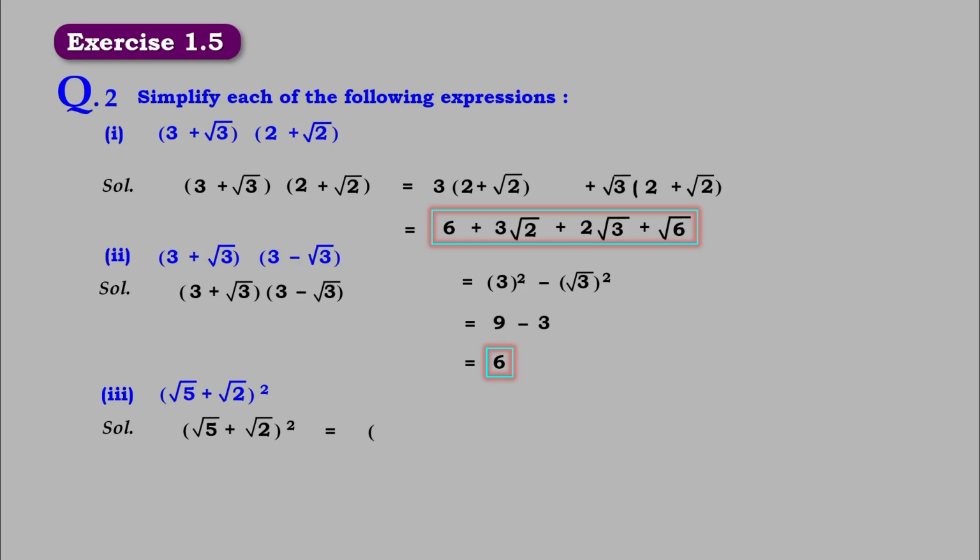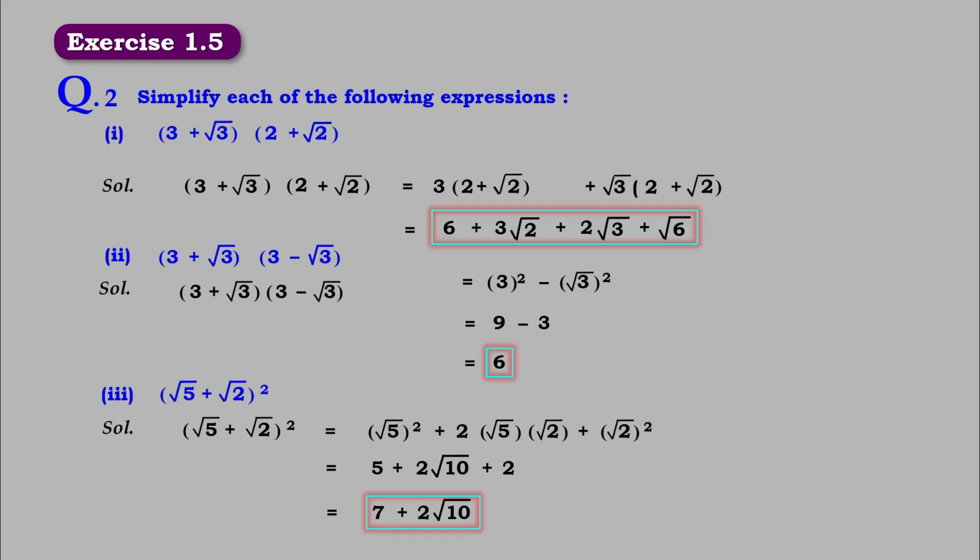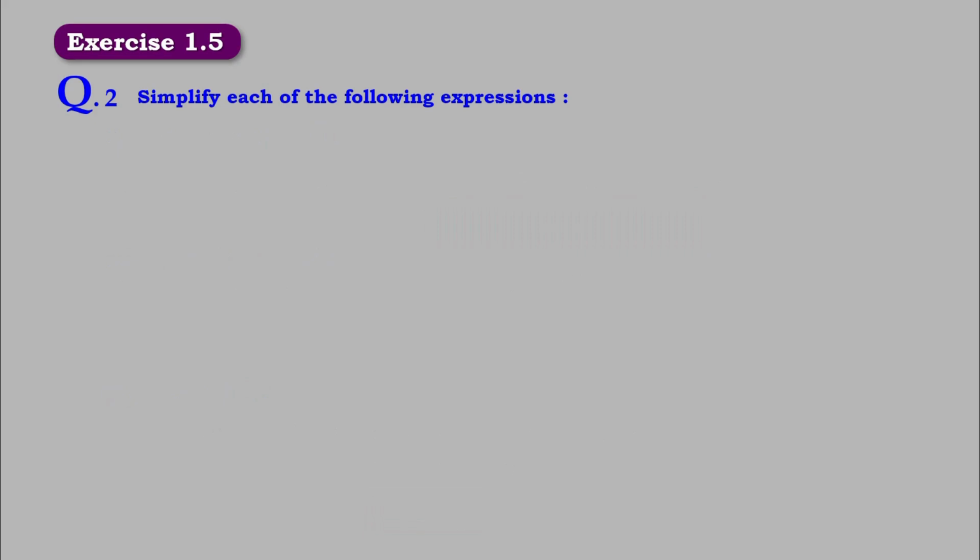So here a is root 5 and b is root 2. So root 5 whole square plus 2 into root 5 into root 2 plus root 2 whole square. That gives us 5 plus 2 root 10, and root 2 whole square gives you 2. So that means 7 plus 2 root 10. That is the final answer. Next question.